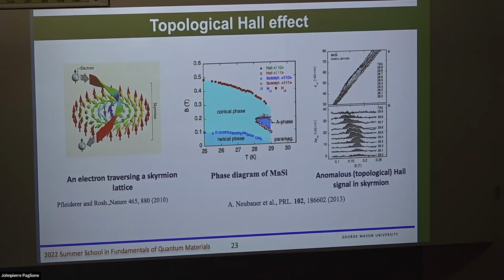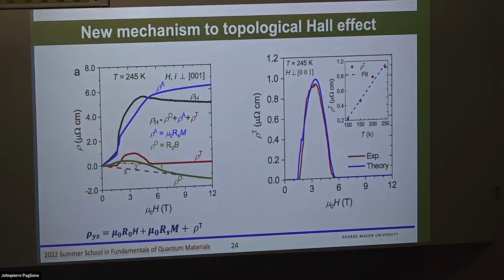Here in this phase diagram, there is a skyrmion phase in this region. When they measured this Hall effect and subtracted the normal component, what they found is that only in this region do they have these non-zero values. That contribution is coming from that topological aspect. It's called the topological Hall effect. The reason I'm telling you is that we observe this topological Hall effect in this compound as well.